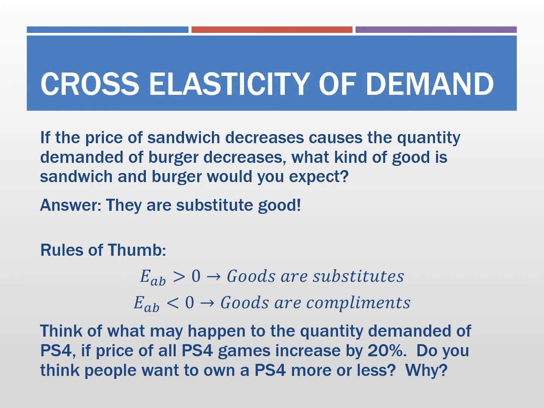And if you want to give yourself an example to think about, maybe you should think about, what happens when the price of PS4 games increases in the market by 20%? How is it going to affect the quantity demanded for the PS4 game console? Since they're complements to each other, I would assume that the cross-price elasticity of demand will be negative.